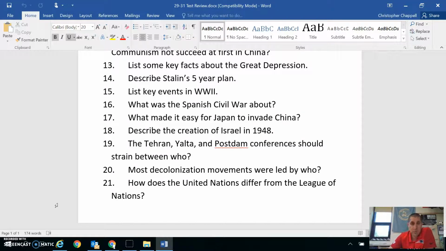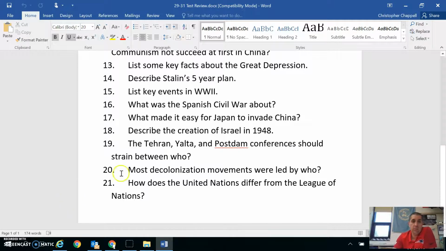And question number 21, the United Nations: how does it differ from the League of Nations? The primary difference is in regards to membership. In the League of Nations, they made membership mandatory, and people don't really like being a part of mandatory things. So it's got all to do with membership.